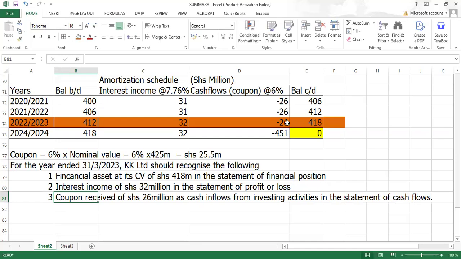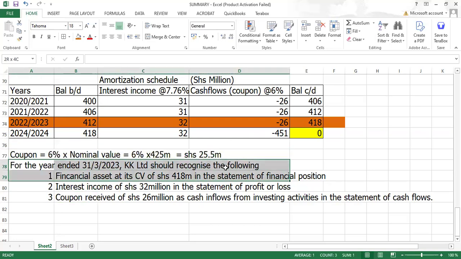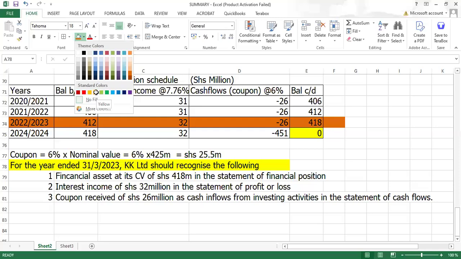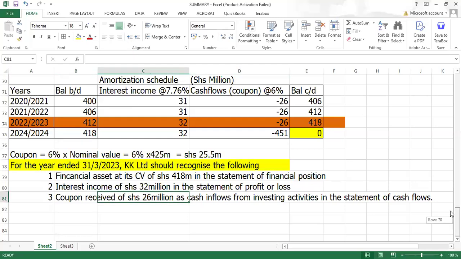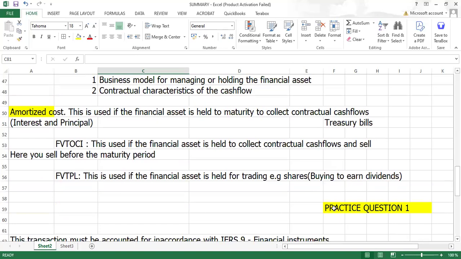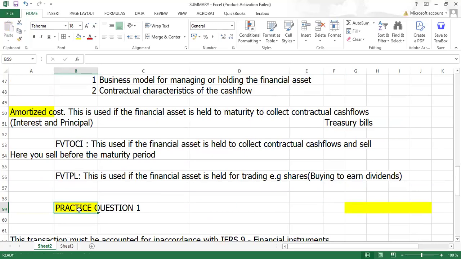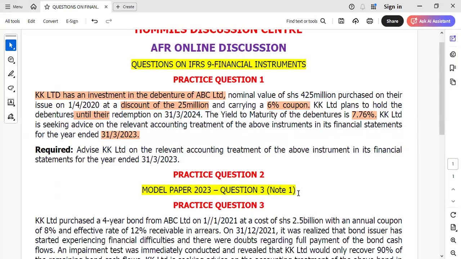With that question, that's all. So you use this same knowledge. Don't change anything. Try that question in the model paper. Use the same knowledge, and try that model paper question. That is model paper question 3, note 1.